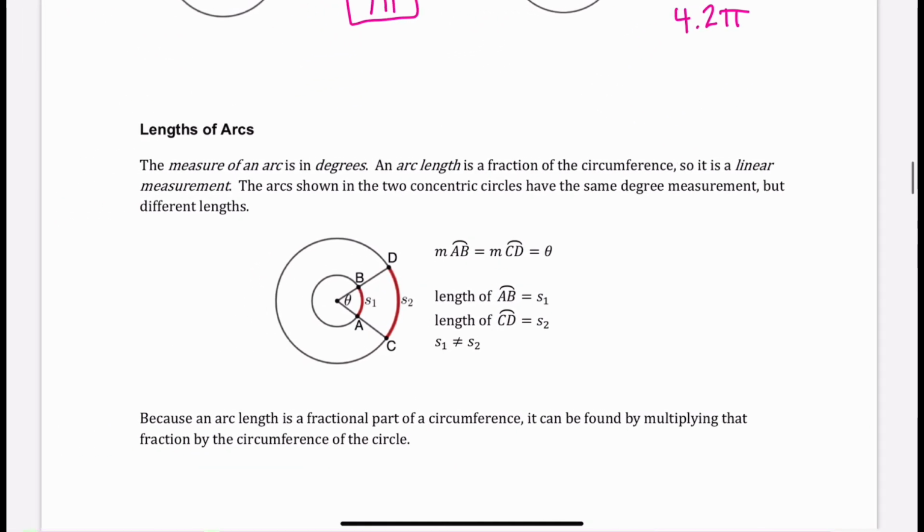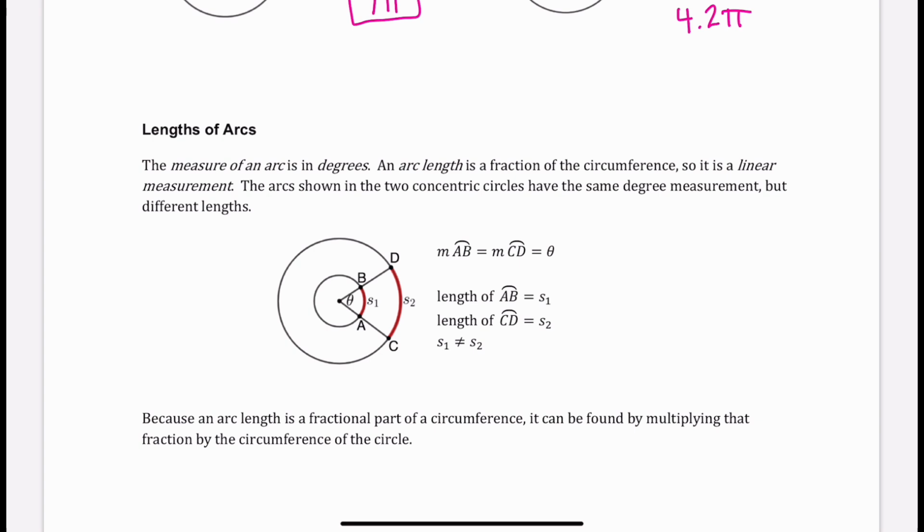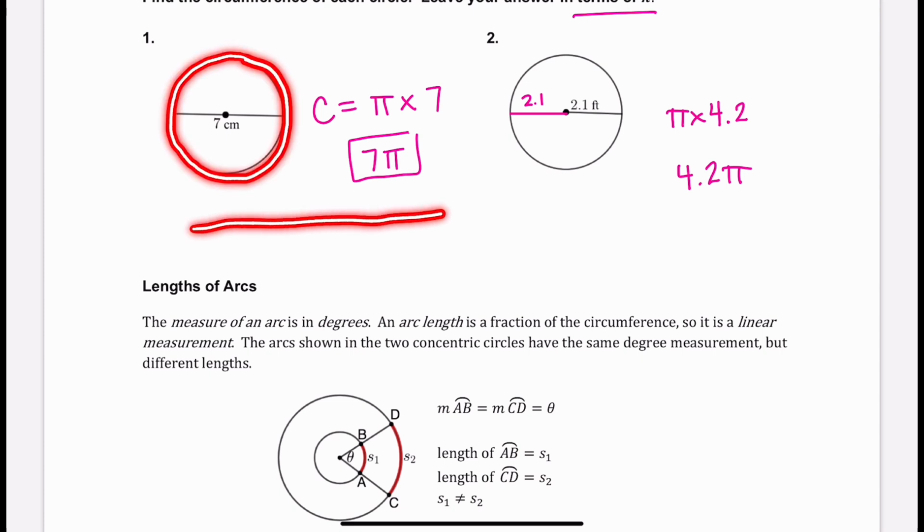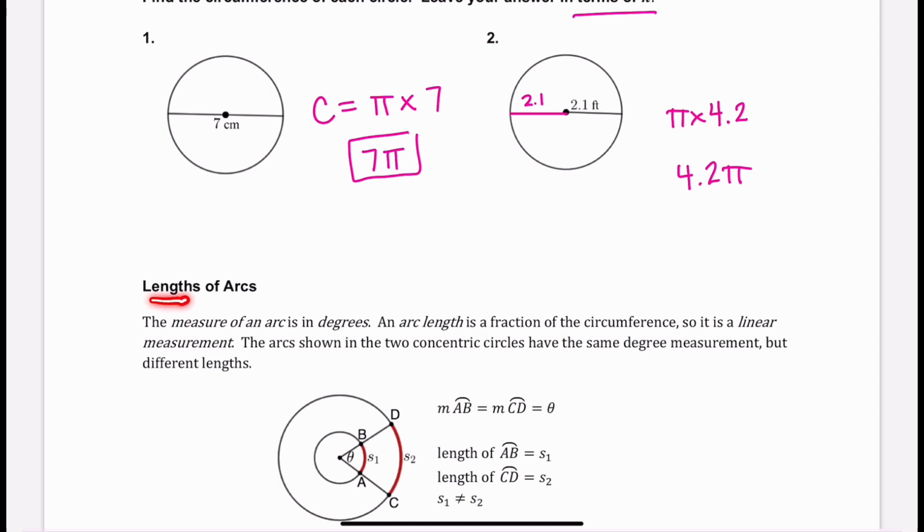Okay, let's talk about arcs. The measure of an arc is in degrees. An arc length is a fraction of the circumference, so it's a linear measurement. When I find a circumference, it's like if I had a can and I took a string and wrapped it around and then measured the length of that string, that would be the circumference. The length of an arc is a piece of the circumference.